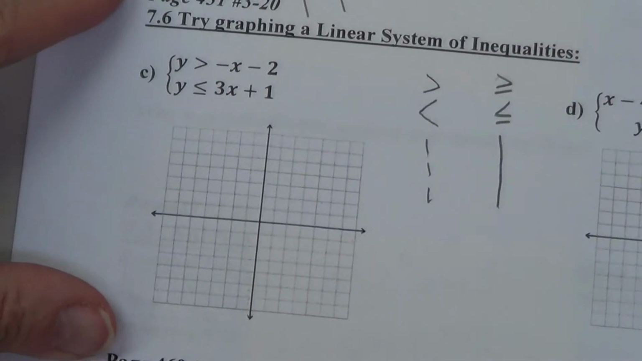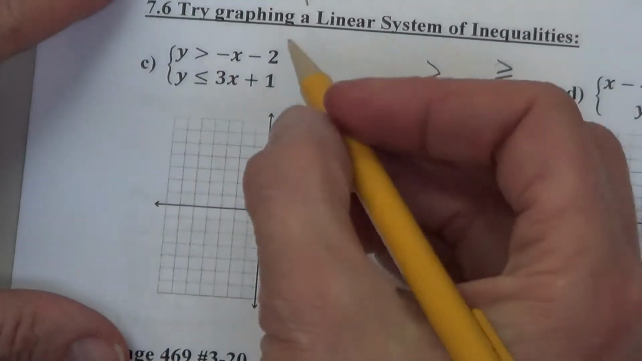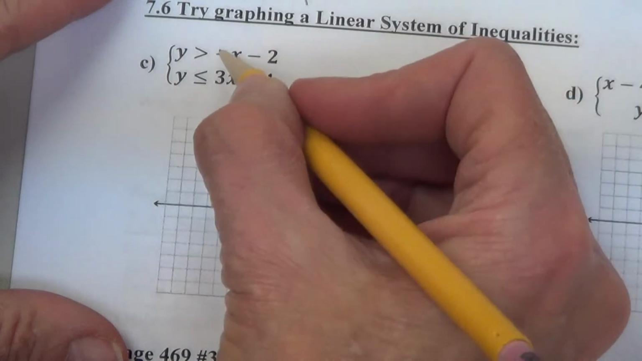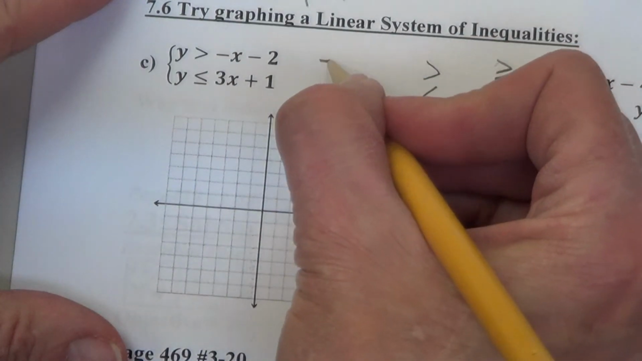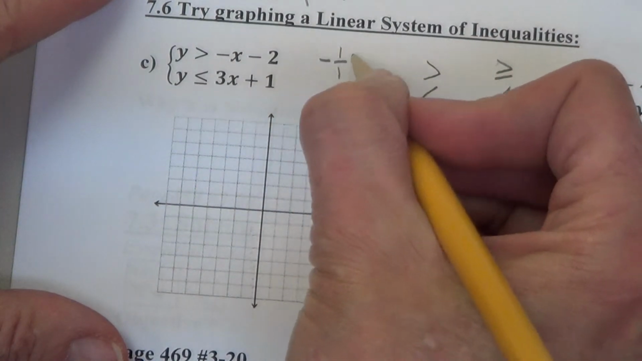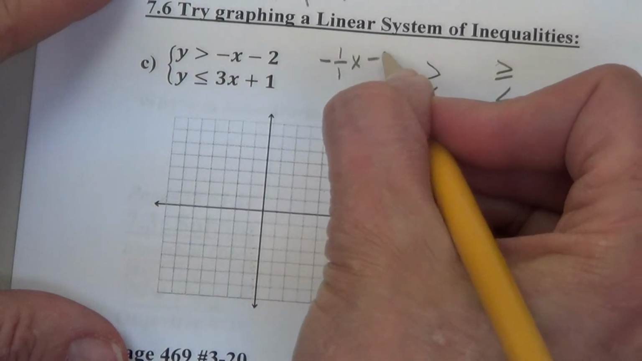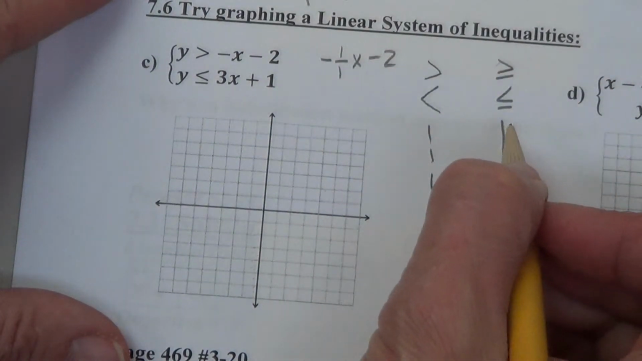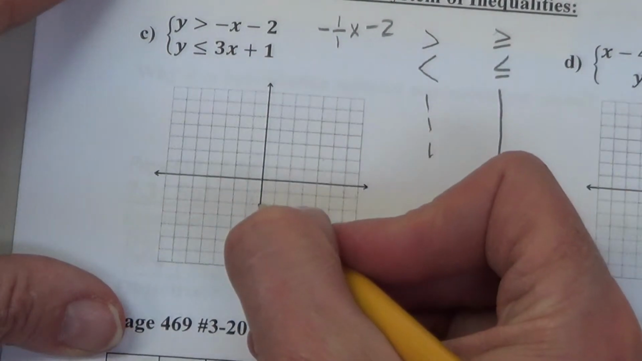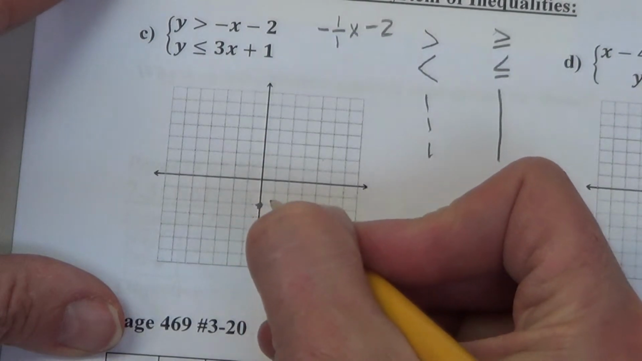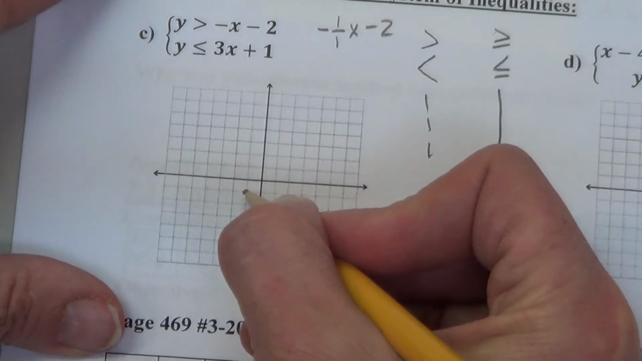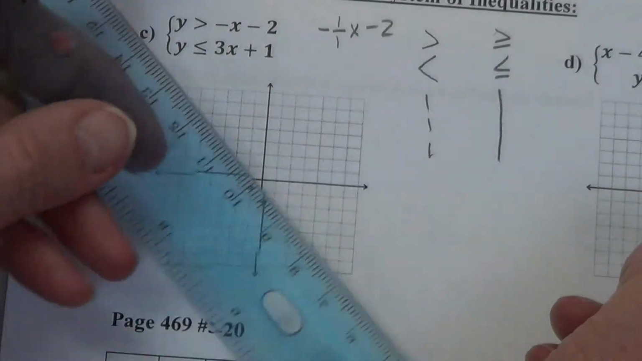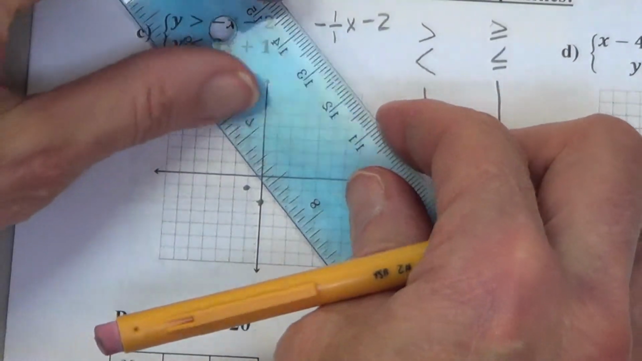So the first line that we're graphing is y equals negative x minus 2. That negative x would become negative 1 over 1 for your slope, and your y-intercept is still negative 2. So we go to negative 2. From there we rise 1 and run to the left 1. We go ahead and we put dashed lines.